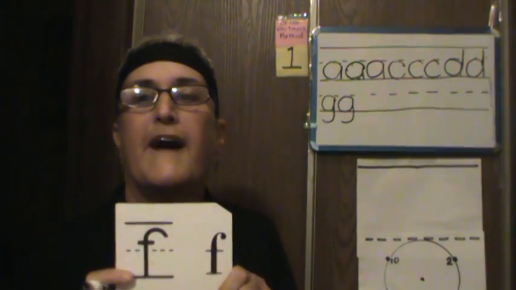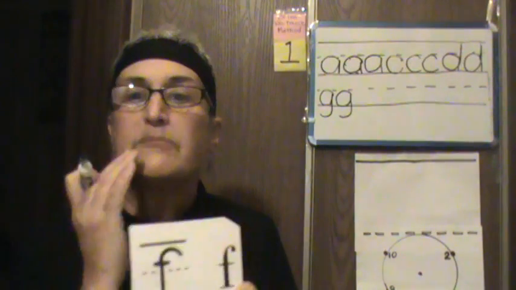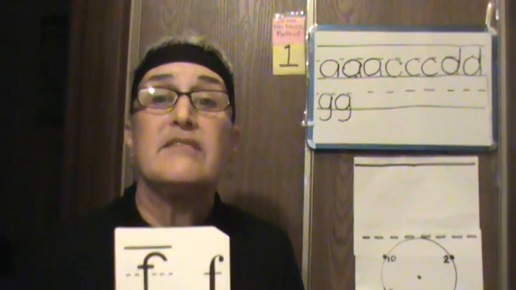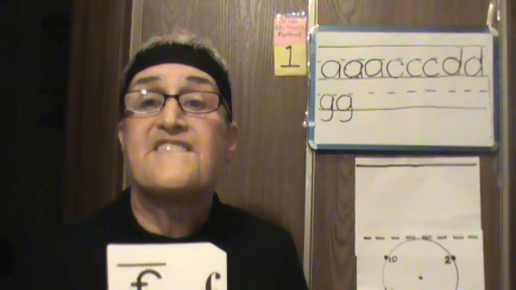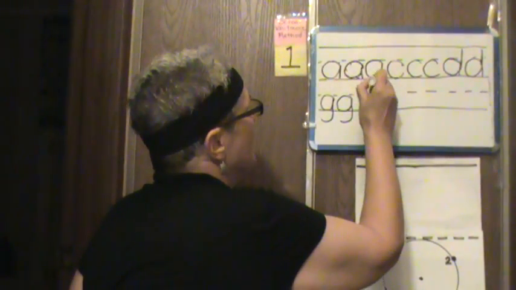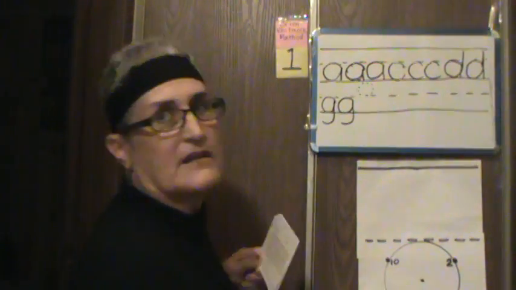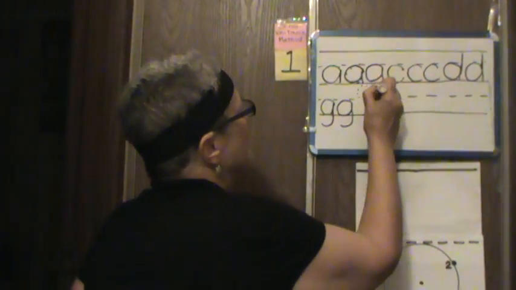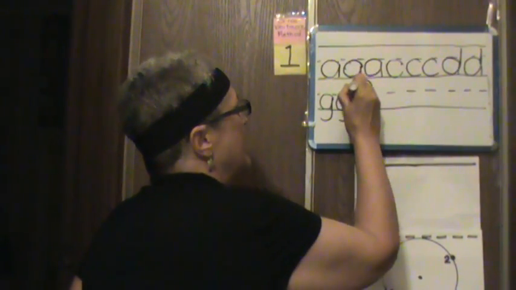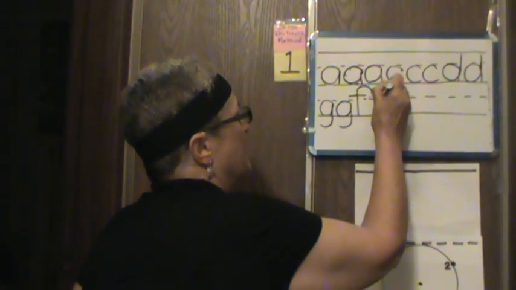Next one. See, my teeth are on my lower lip and I'm blowing air out underneath my teeth. The clock frame is above the dotted line for this letter. So we'll start at 2 on the clock, go up, and we'll come straight down with a crossbar.